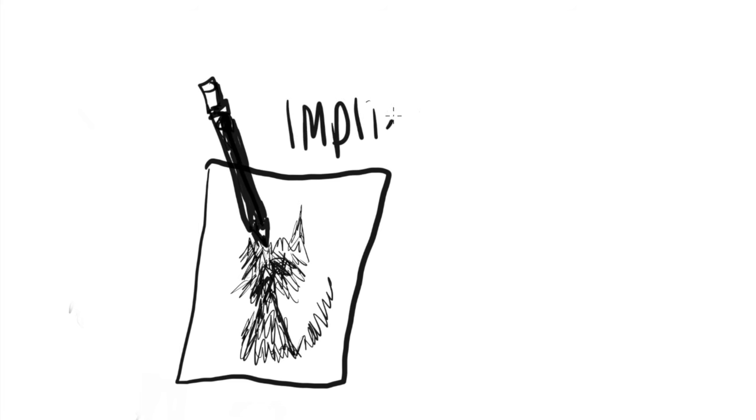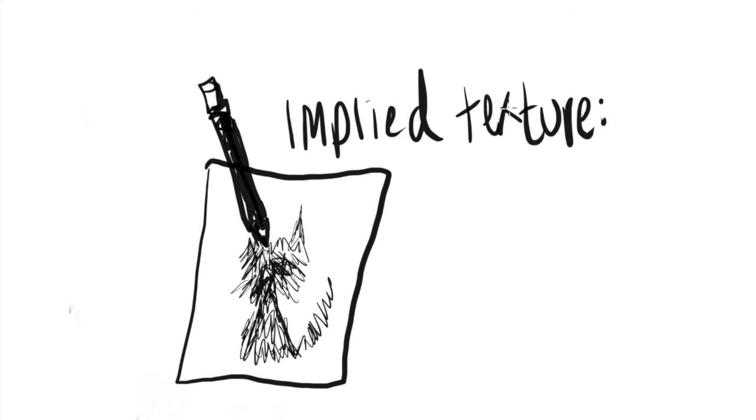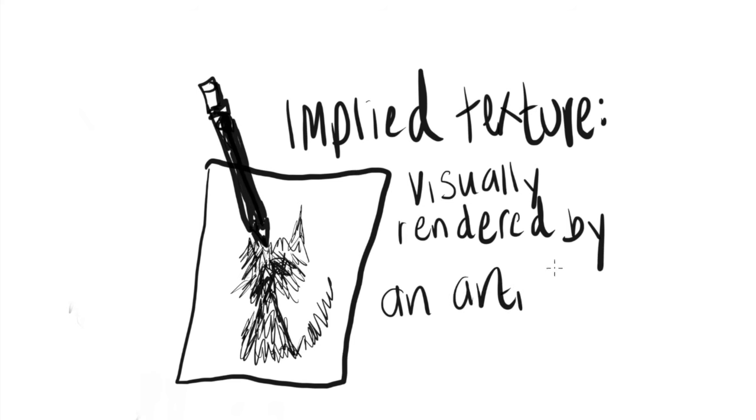The second type of texture is referred to as implied texture. This is how an artist visually renders textures. There are lots of different explorations to render texture as an artist. Let's try out a few. You'll notice that each of these techniques uses a lot of line, value, and form.